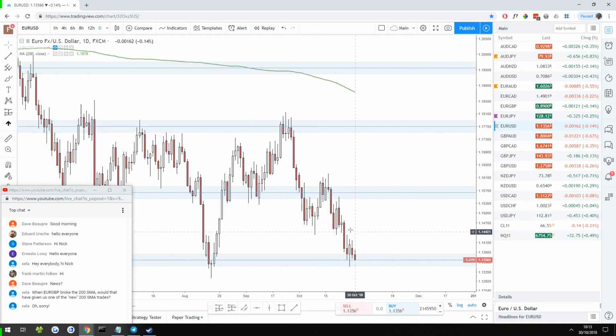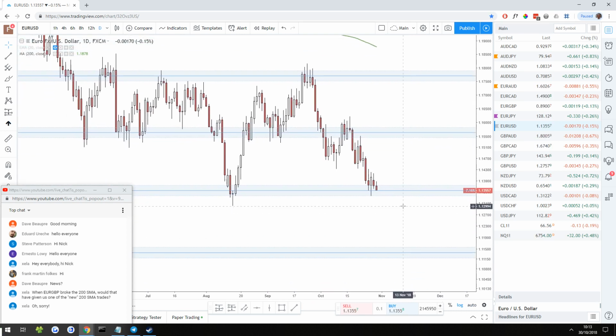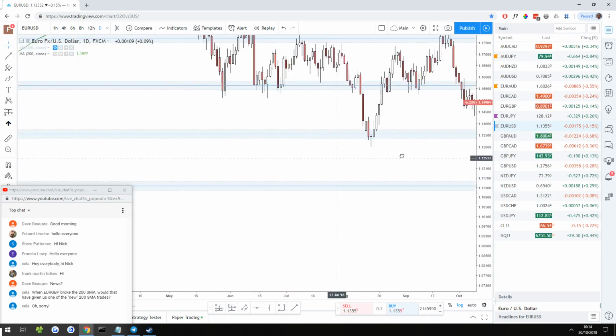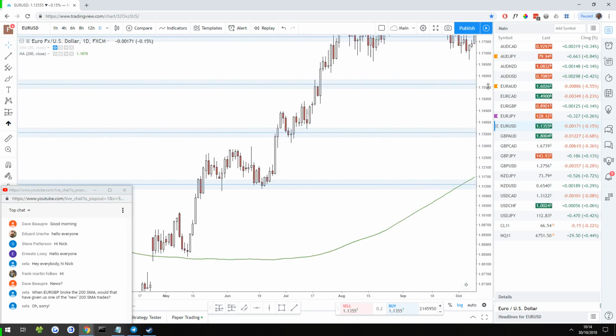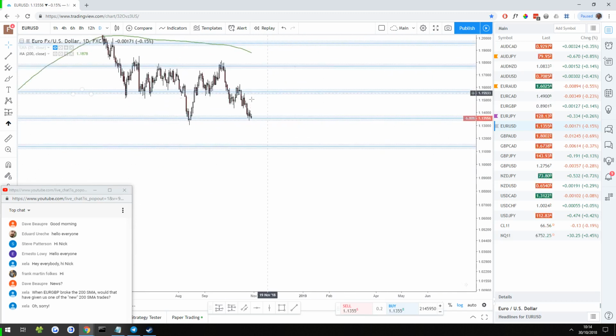EURUSD has hit this major support area, and it looks like it could be stalling out and turning around, but it also looks like it could keep moving down. We don't really know right now. Things are unclear, but I would say that they're going to clear up later this week. This is a very significant support area for EURUSD.